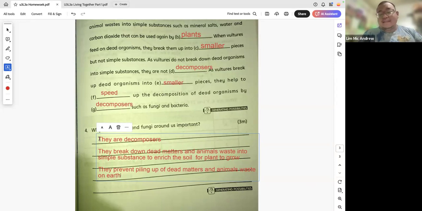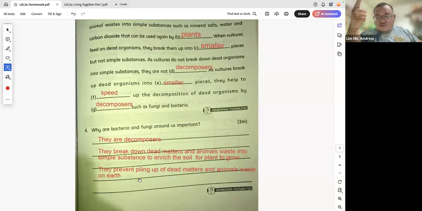Because they constantly break down the dead matter and animal waste into simple substances, you don't see any pile of animal waste on Earth, and therefore the Earth is kept clean. Just imagine if you don't have bacteria and fungi, you will see so many dead bodies lying around on the street, and the entire Earth will be smelly, full of bacteria and germs, causing you to be unhealthy. So therefore, bacteria and fungi are important. So to answer this question, as long as you answer these 3 points, what they are, what they do, how they help, you get a full 3 marks.